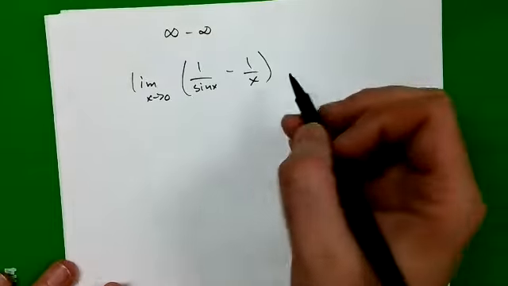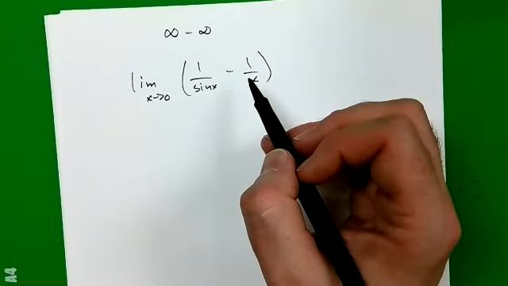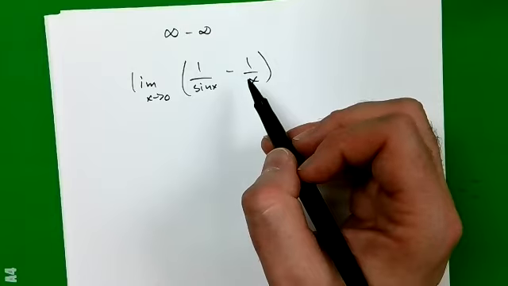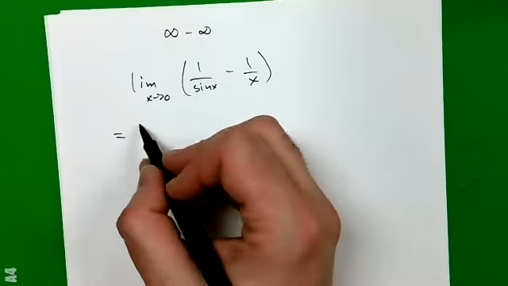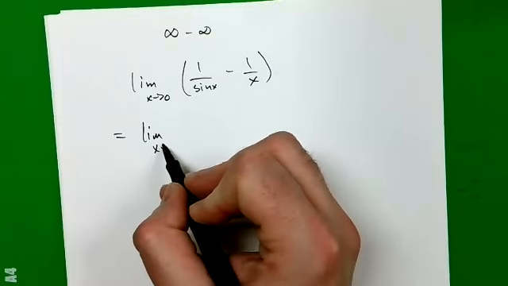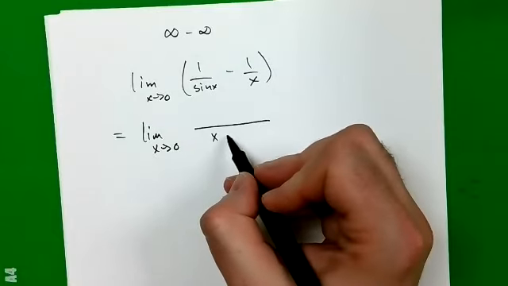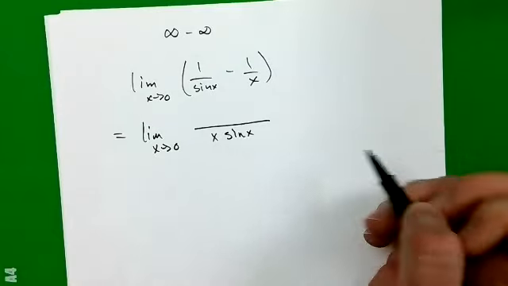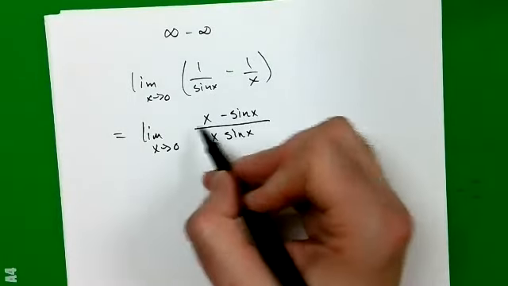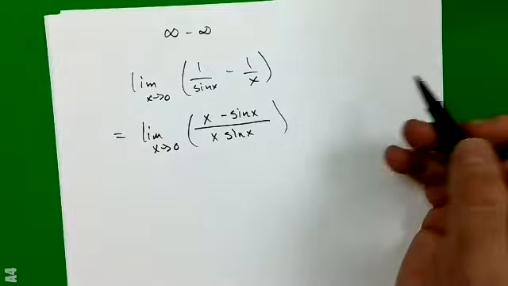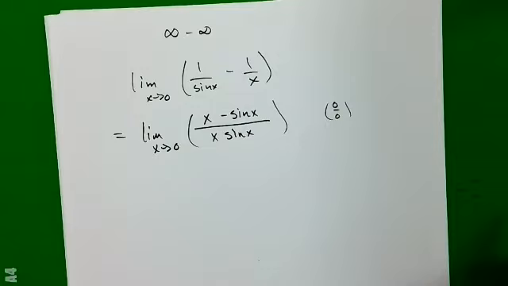So in this case, sorry, I said infinity minus infinity. Yeah, that's right. If I get a common denominator, that's the limit as x approaches 0 of, my denominator will be x sine x, which will be going to 0, and my numerator will be x minus sine x, which will also be going to 0. So just by getting a common denominator, I now have a 0 over 0 indeterminate form.